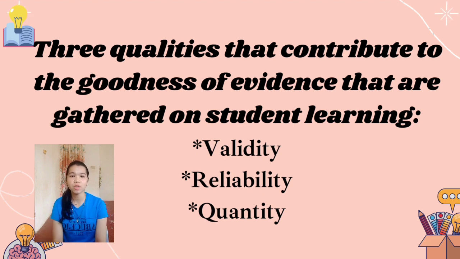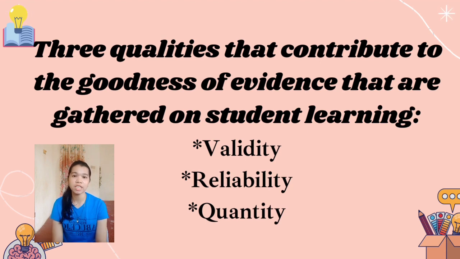The second quality is reliability. Reliability refers to the consistency of assessment results. For example, students attain a very similar score when the same assessment procedure is used with the same students at two different times, which means the result has a high degree of reliability.